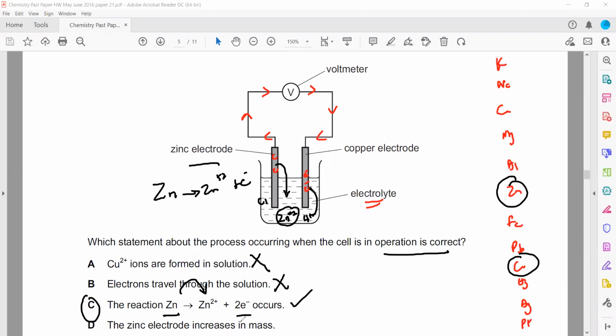The zinc electrode increases in mass, that is also wrong, because if zinc atoms are turning into zinc ions, the amount of zinc starts to decrease here, so the size of zinc will not increase, it will decrease. Is this question clear?